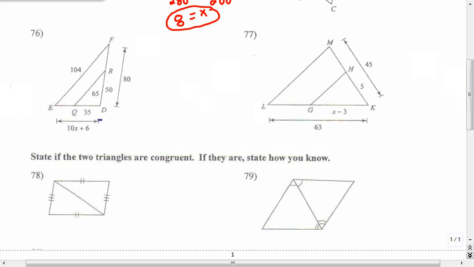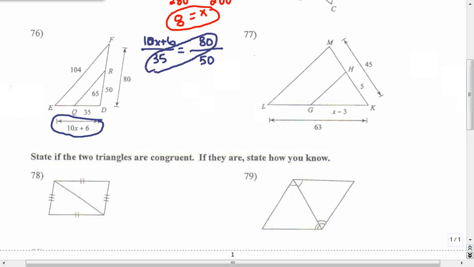Okay, we need to find x, so we have to use the x portion. So we've got 10x plus 6. What is that side in the smaller triangle? 35. Okay, let's go back to the large triangle. What would you like to use? So we'll use 80 for the large triangle, which means we're using what for the small one? 50. We could have done 104 compared to 65, but I would have also chosen the easier numbers.